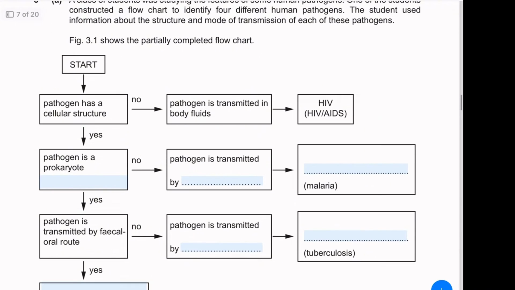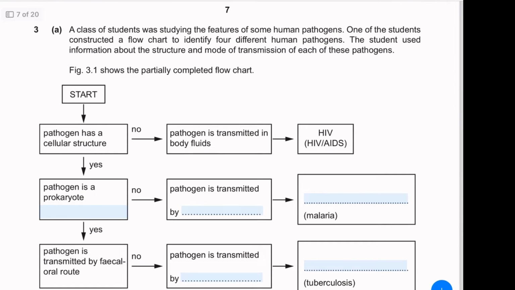3. A class of students was studying the features of some human pathogens. One of the students constructed a flowchart to identify 4 different pathogens, and the students used information about the structure and the mode of transmission of each of these pathogens. Figure 3.1 shows the partially completed flowchart. So you have start, if pathogen has a cellular structure, and then no, the pathogen is transmitted via body fluids, and so this is HIV.